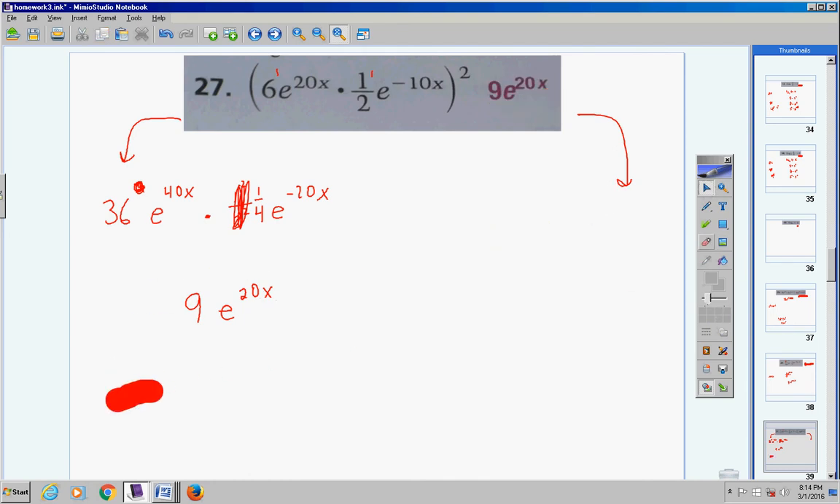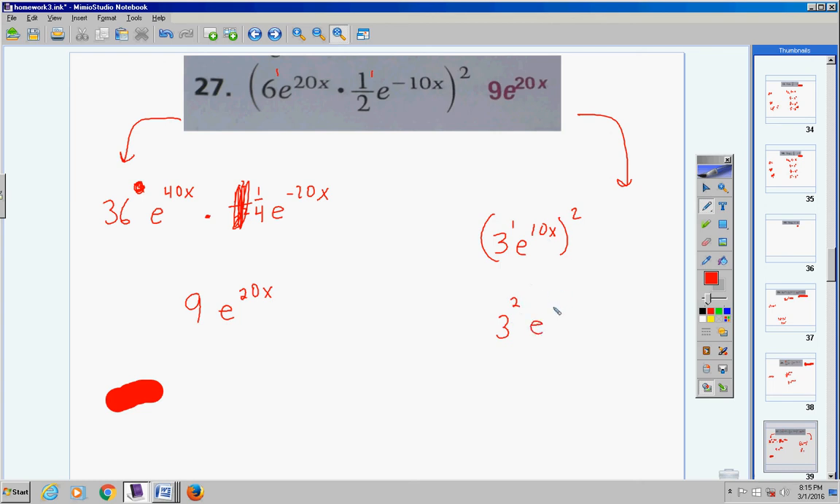Now, let me show you the other way. This is the way I recommend that you do it, okay? I recommend you first simplify inside of here. So multiply these two expressions together. 6 times 1/2 is 3. You're multiplying like bases, so write your like base here and then add your exponents. 20 plus negative 10 is positive 10. And all of that is to the what power? Second. And now here we go. Multiply your 2 through. 2 times 1 is 2.